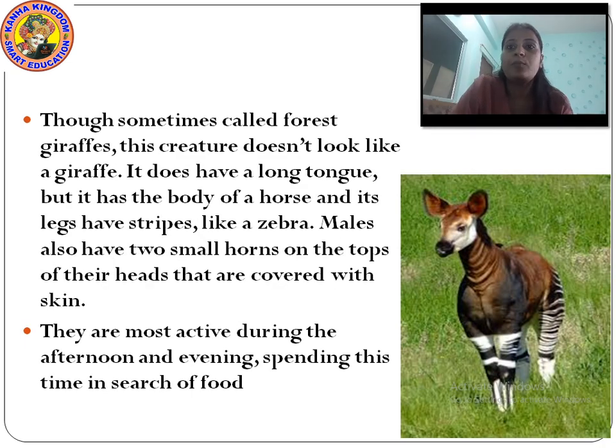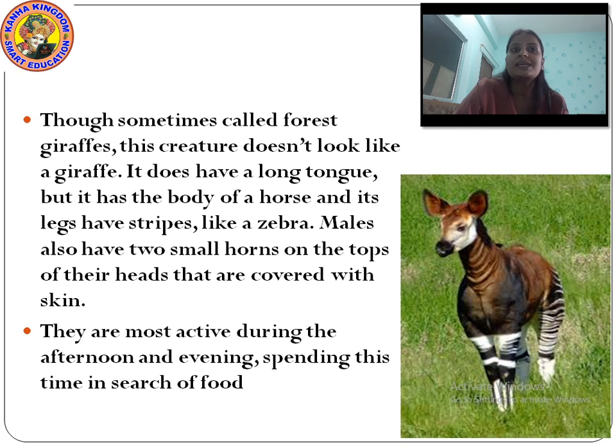Let's see some more facts about okapi. Though sometimes called forest giraffe, these creatures do not look like a giraffe. This okapi is sometimes also called forest giraffe, but it doesn't look like a giraffe.